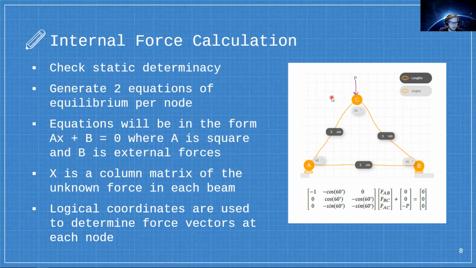These equations will be in the form of ax plus b equals 0. In this case, we would have up to 6 equations, but we remove the equations that deal with the external reaction forces because we don't need them. So we have this coefficient matrix, which is the component force of each beam reaction force. We have beams AB, AC, and BC, and then the externally applied forces, which in this case is P. We can use the logical coordinates to determine these components of the beam forces.